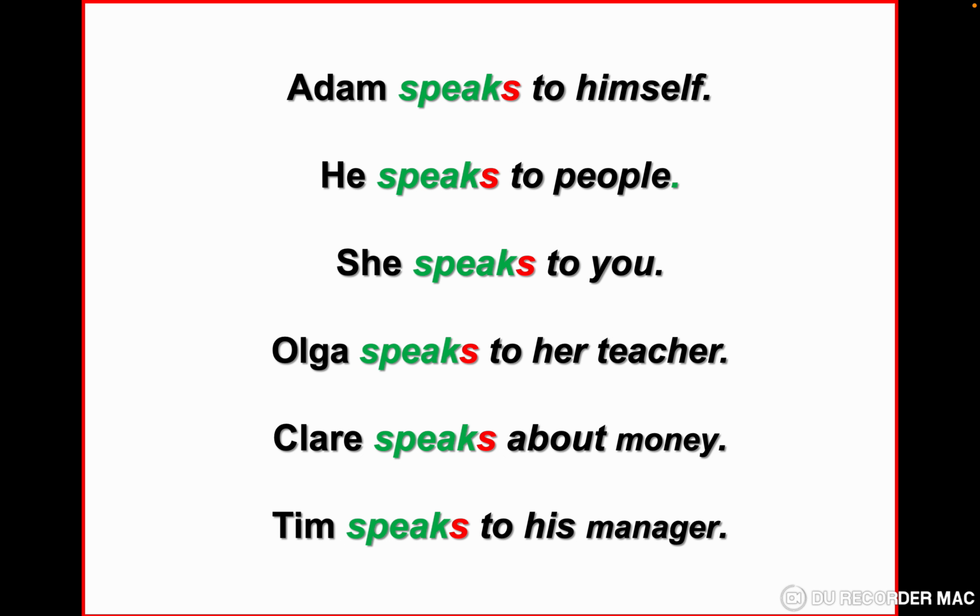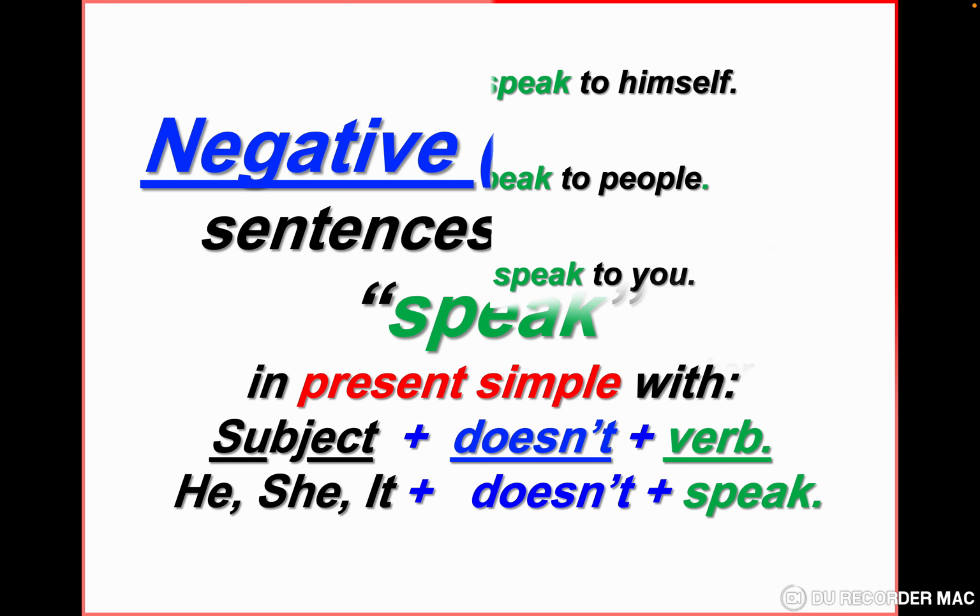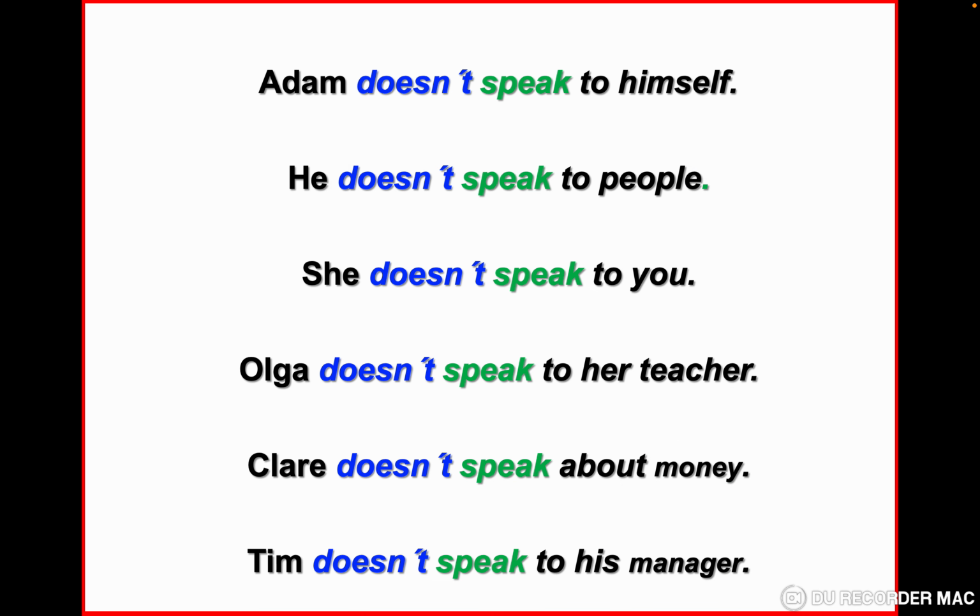So we see the verb is with S because it's positive form. Let's see the negative form and let's see if we have S or not. Of course we don't have S because we are in the negative form. So Adam doesn't speak to himself. He doesn't speak to people. She doesn't speak to you. Olga doesn't speak to her teacher. Claire doesn't speak about money. Tim doesn't speak to his manager.